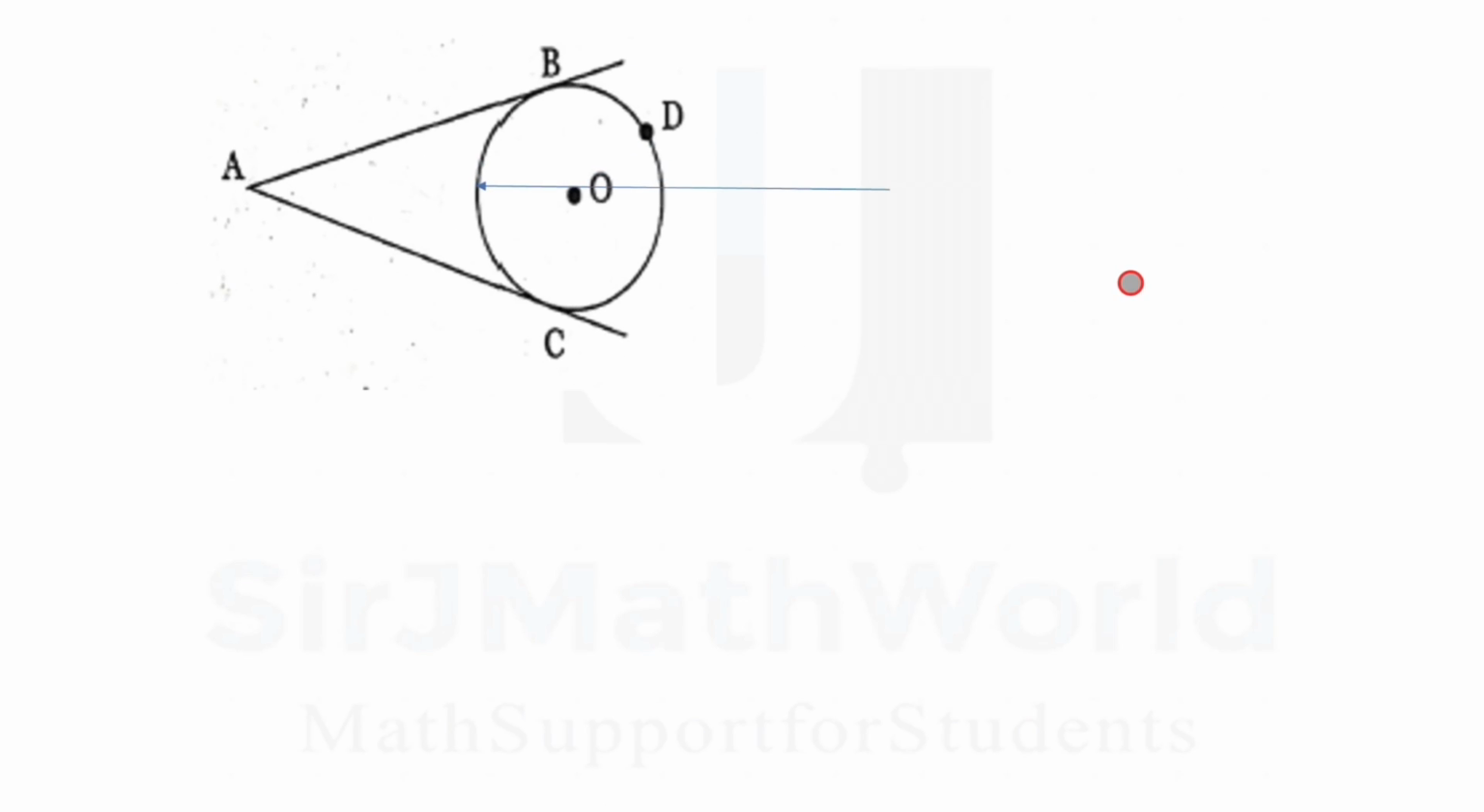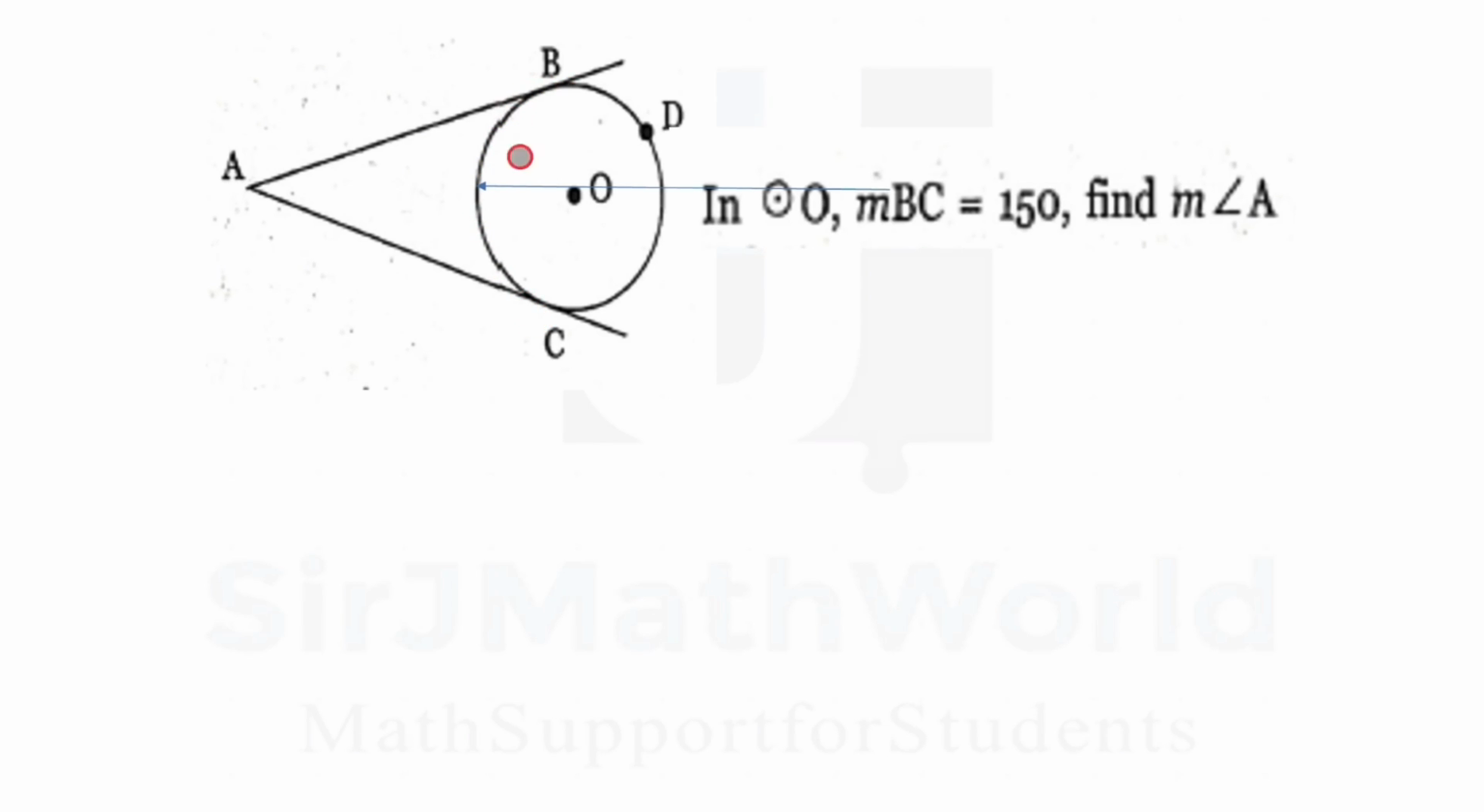The next is in circle O, BC. This time, the inner is our given. BC is 150 degrees. Then find the measure of angle A. Here is angle A.